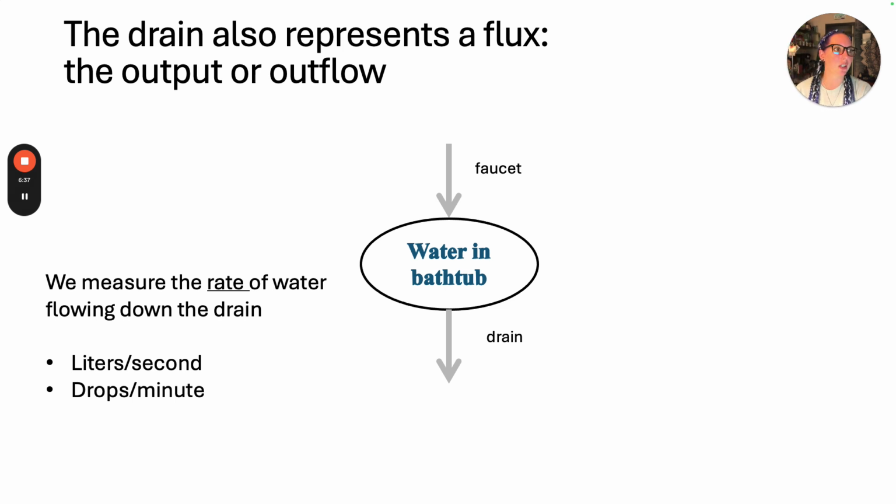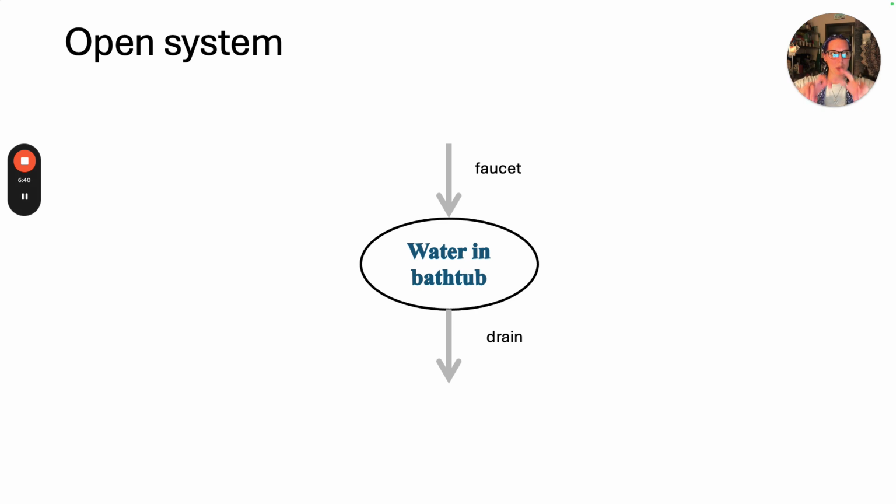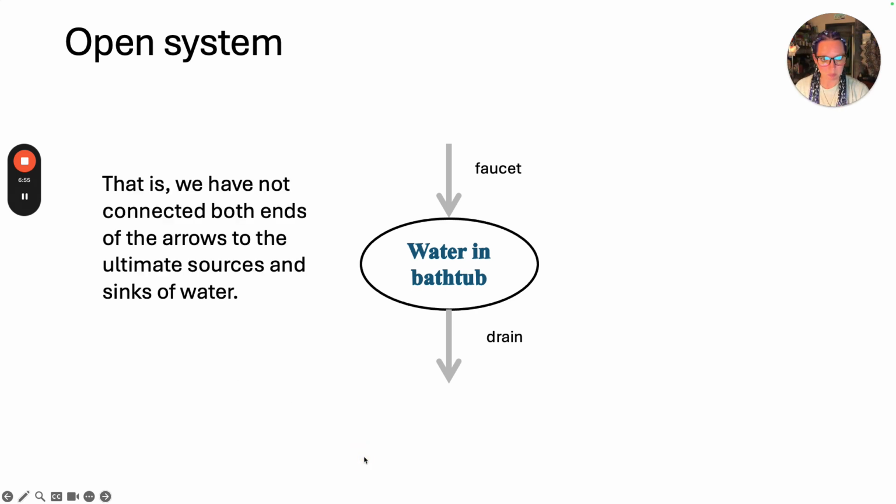So what we're considering here is what we call an open system. There's nothing up top closing it off and connecting it to the drain, right? There's nothing here to close this loop, to close this system. So we have not connected both of these ends, so this is considered an open system.